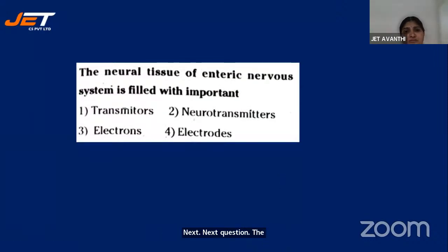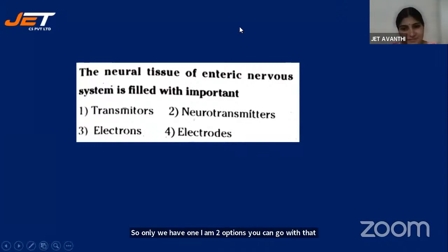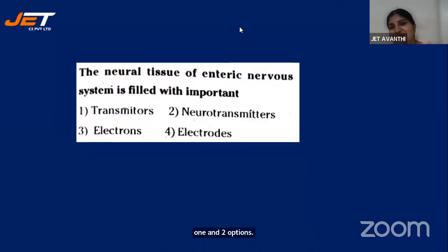The neural tissue of the enteric nervous system is filled with important what? It is filled with transmitters, neurotransmitters, electrons, and electrodes. Electrons, electrodes, you can go for odd one out. This is not physics, is it? So we only have options 1 and 2. Yes, Vishwanath, very good. We have only one word in the textbook. It is neurotransmitters.